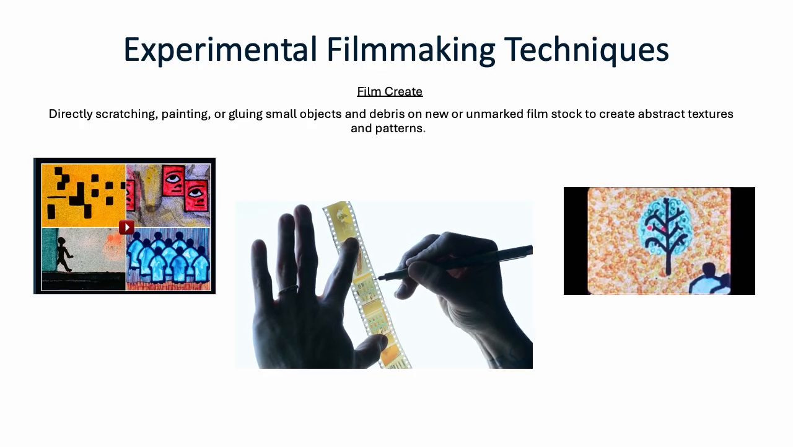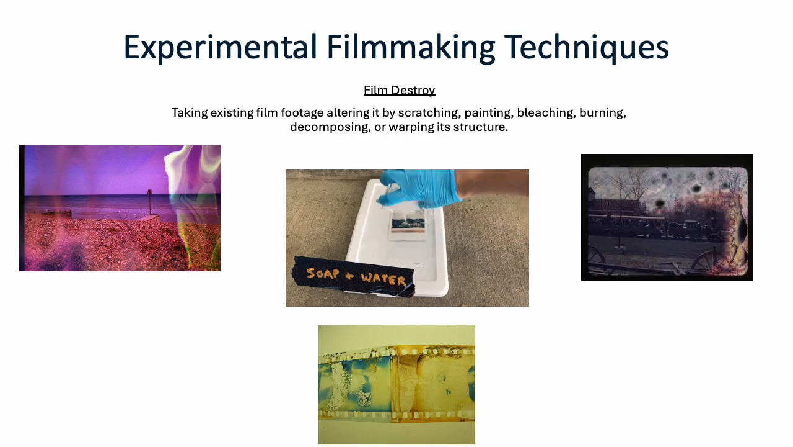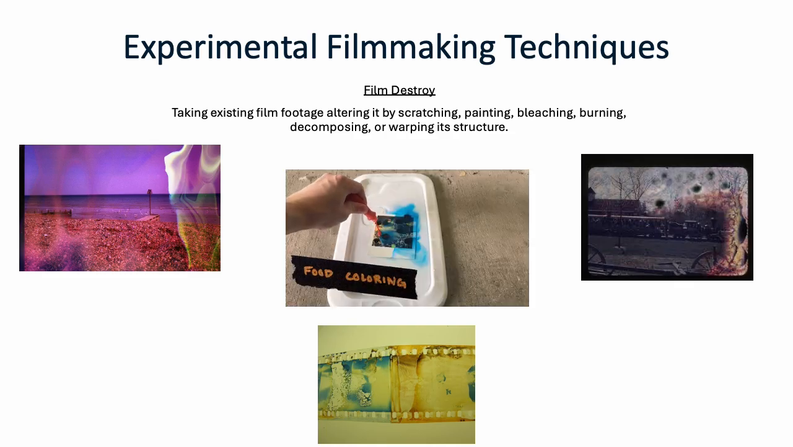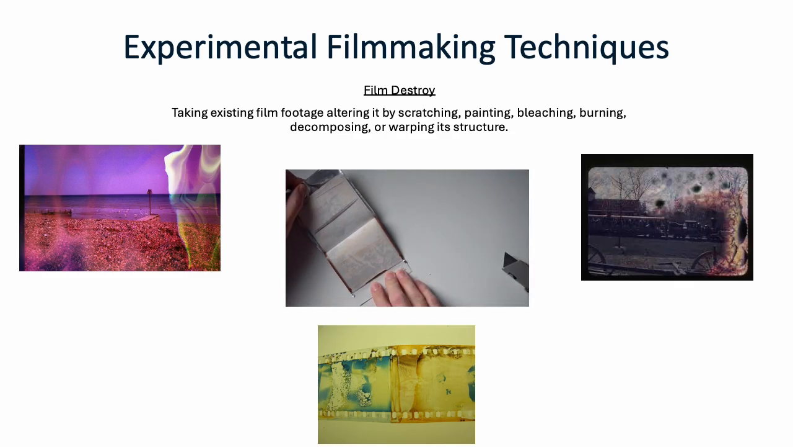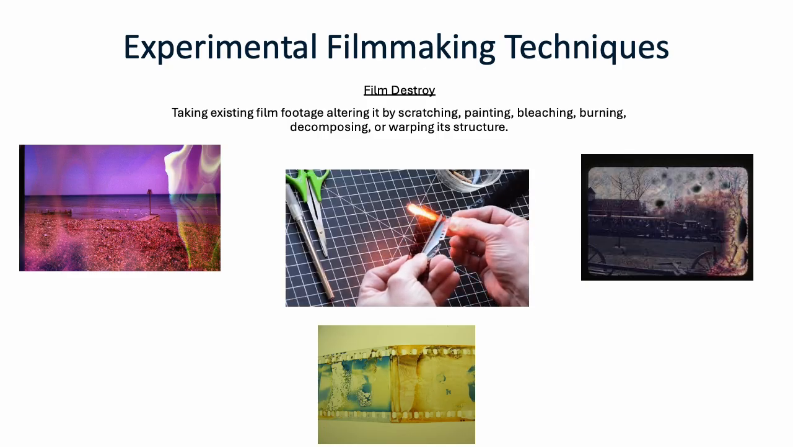Along with this, there's the process known as film destroy, which involves taking existing film footage and altering it by scratching, painting, or bleaching, or decomposing, or even warping its structure to produce unique and odd images.